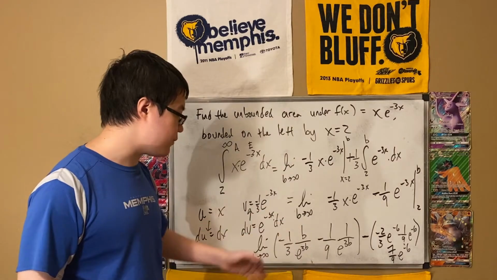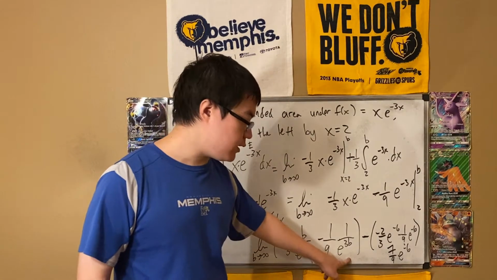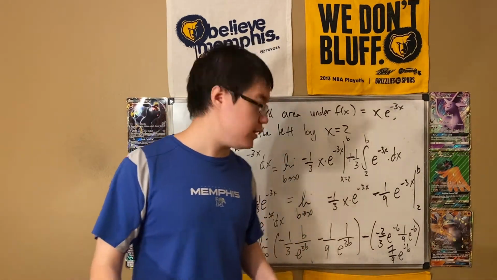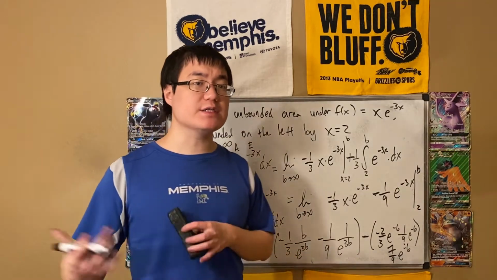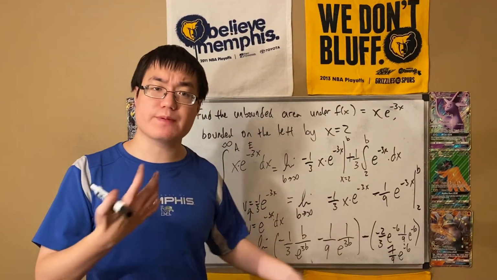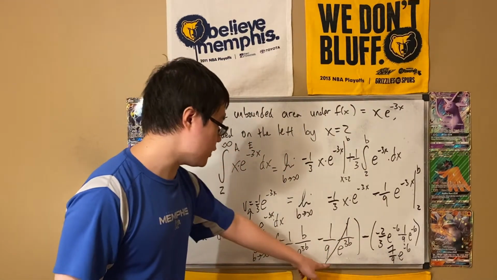Let's try to do this top now. So the top is a little bit confusing. So notice that we're going to plug in infinity here. So when we plug in infinity here, it's going to be 1 over e to the infinity. Remember that e to the infinity is infinity. So we have that 1 over infinity business again. That often happens when you have improper integrals. So this term is going to go to 0 when you plug in infinity.